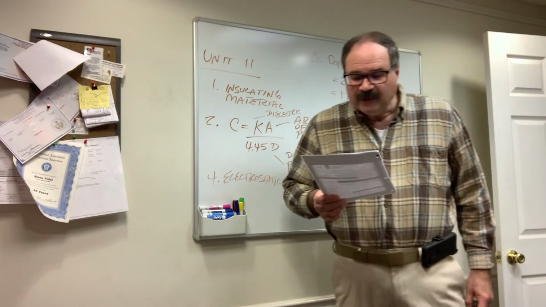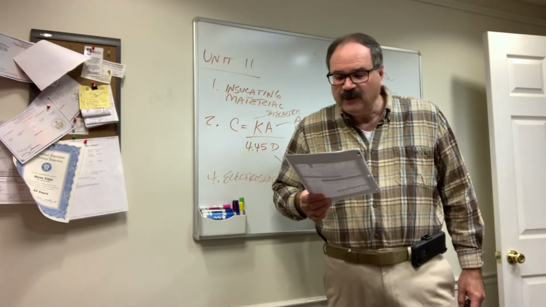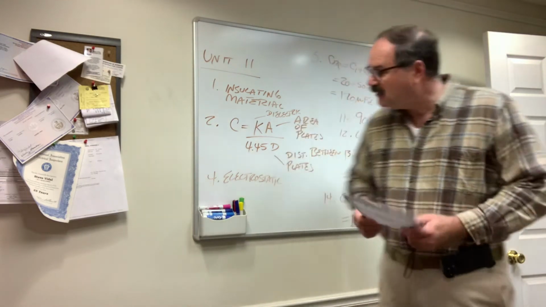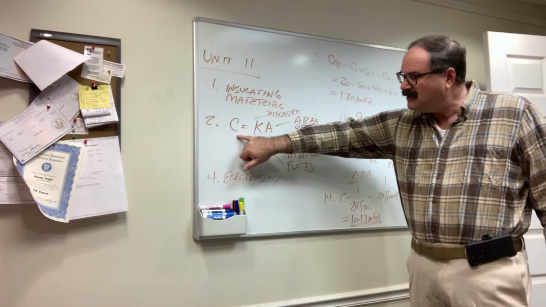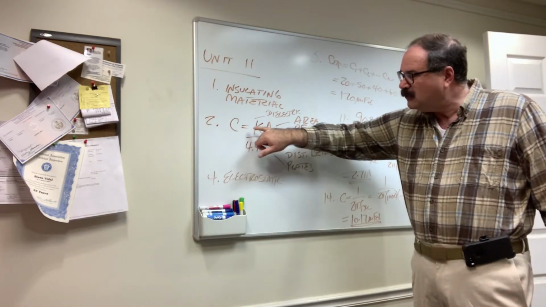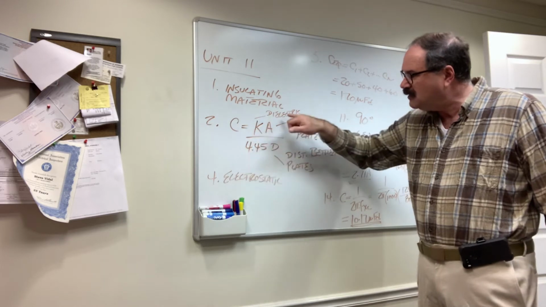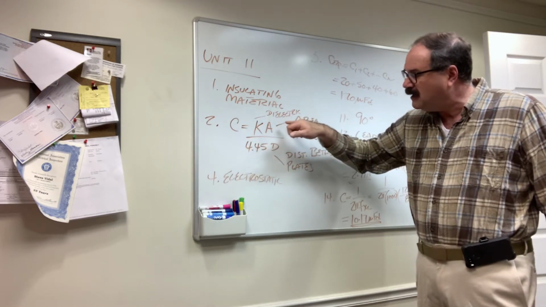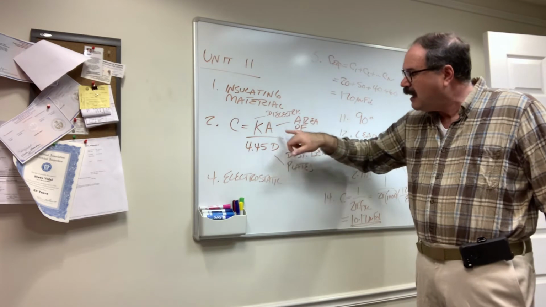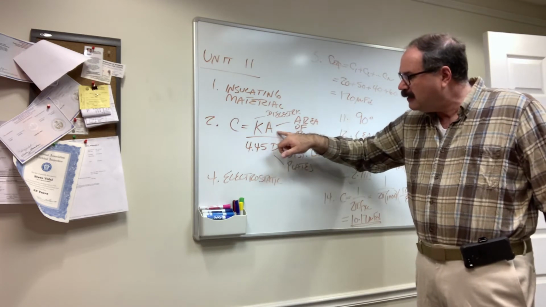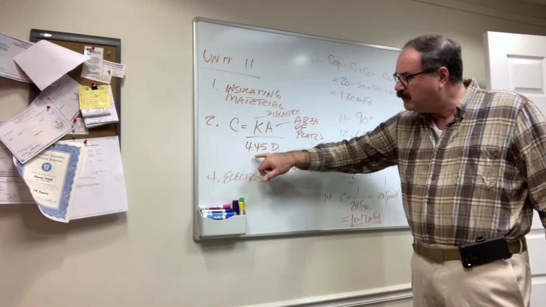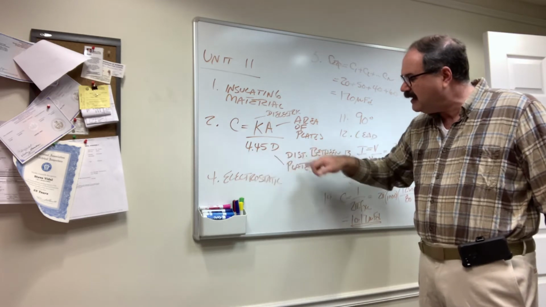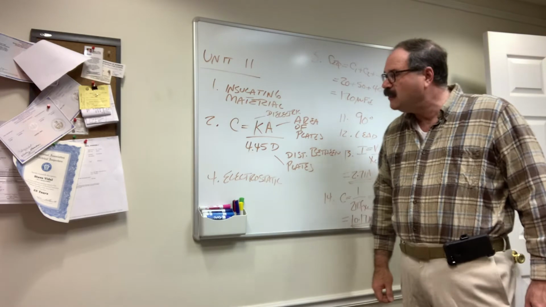Question 2, list three factors that determine the capacitance of a capacitor. Well, the expression for capacitance C is equal to a constant K, which is the constant for the dielectric being used in the construction of the capacitor, multiplied by the area of the plates, divided by a numerical constant, 4.45 times D, which is the distance between the plates.